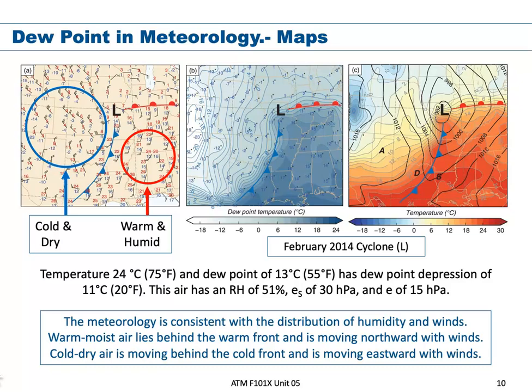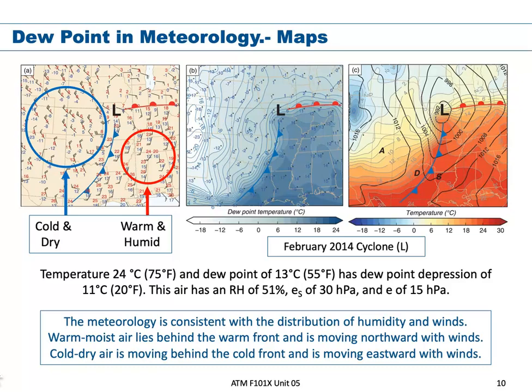The map to the left shows the southeastern United States on the 20th of February 2014 at 1800 UTC or 1200 CST. In the map shown, we see lower temperatures to the northwest in the blue circle. For example, we see a temperature printed in red of 7 degrees Celsius or 45 degrees Fahrenheit and a dew point temperature printed in blue of -1 degree Celsius or 30 degrees Fahrenheit. The associated relative humidity is 56% and the water vapor partial pressure is 6 hectopascals.